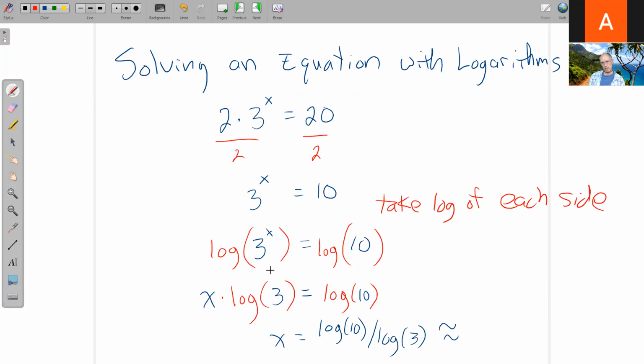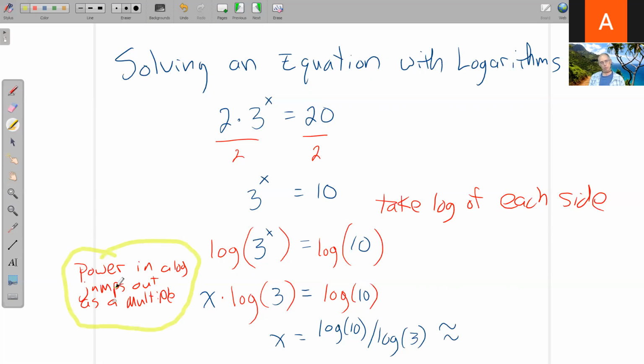And when I do that, another trick, like if that's not a 10, I have a problem. It turns out the power can jump out. So a power in a log jumps out as a multiple. So this is an important idea that we're going to need for the last part of lesson 4.3.